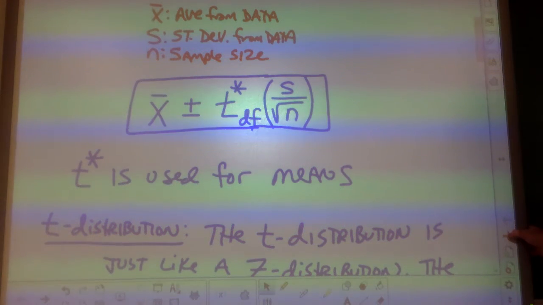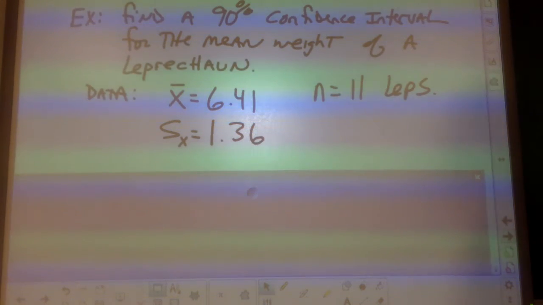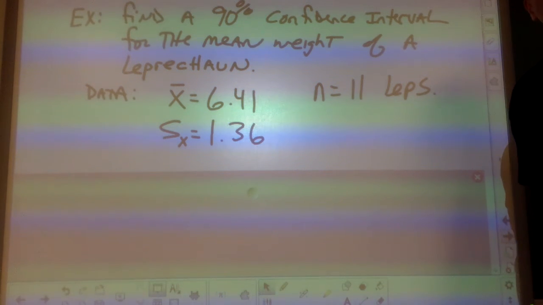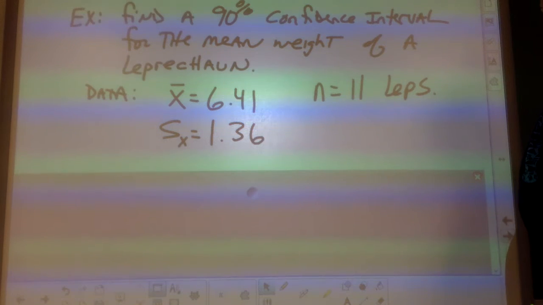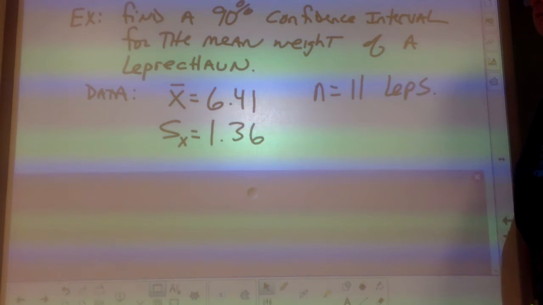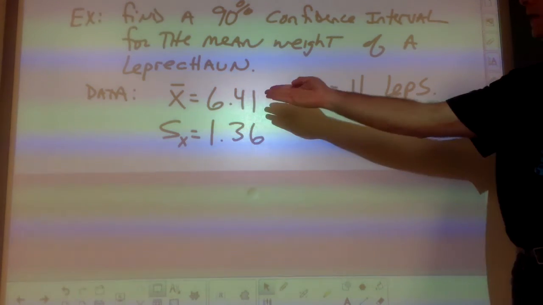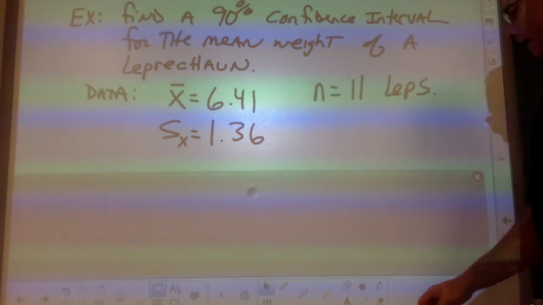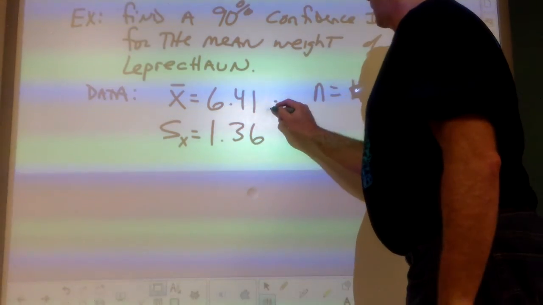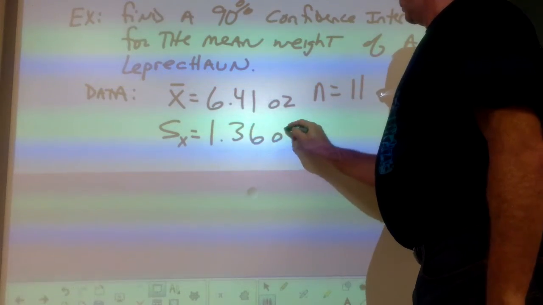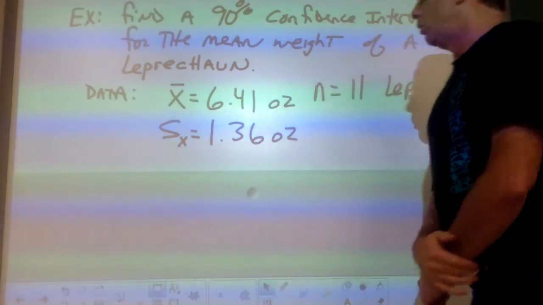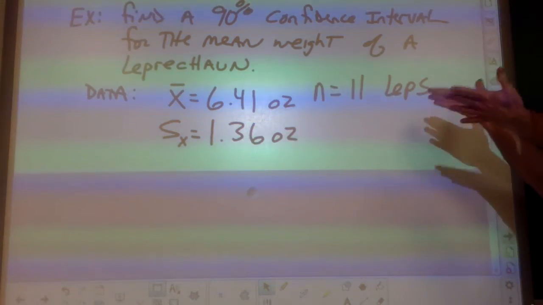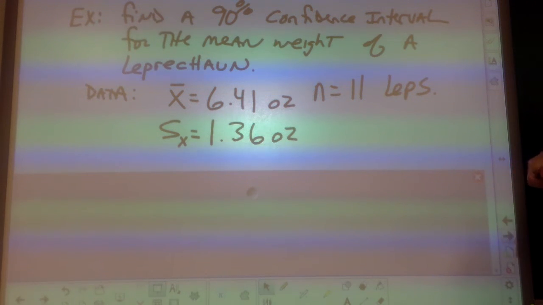So I have a problem for us to do. This problem deals with leprechauns. I went out on St. Patrick's Day and I measured some leprechauns. I measured 11 leprechauns, and I had an average of 6.41 ounces per leprechaun. They're not that big. And a standard deviation of 1.36 ounces. So that's data that's given to you in the problem. And I want a 90% confidence interval for the average weight of a leprechaun.